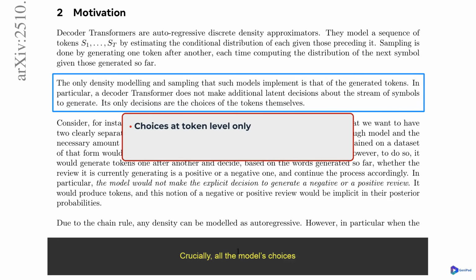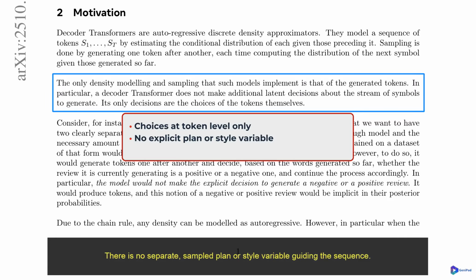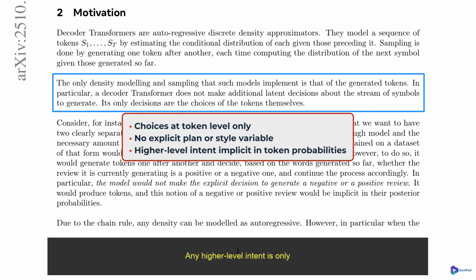Crucially, all the model's choices live at the token level. There is no separate sampled plan or style variable guiding the sequence. Any higher-level intent is only implicit in the shifting probabilities over tokens as the sequence unfolds.